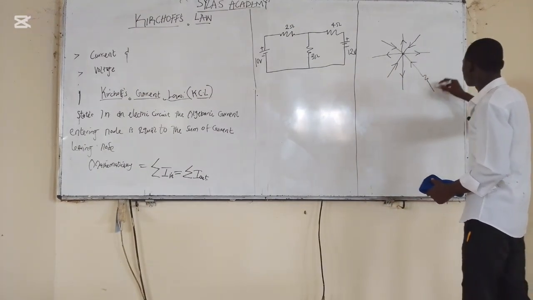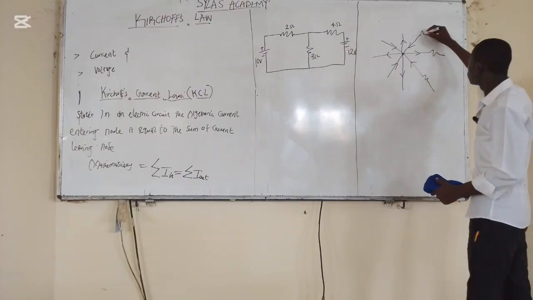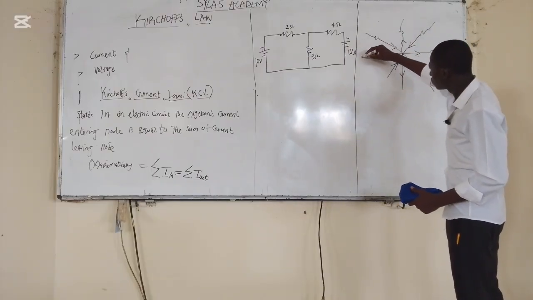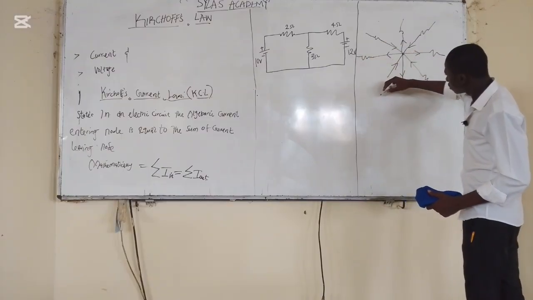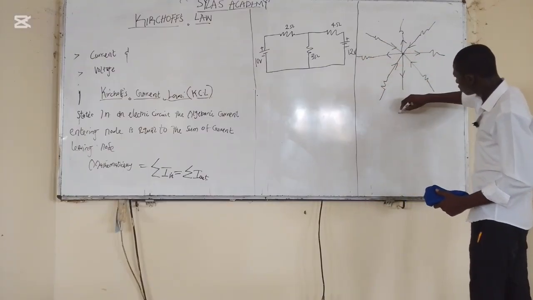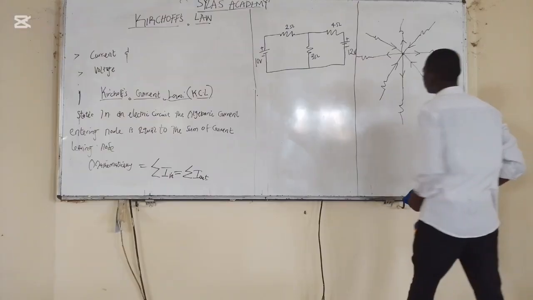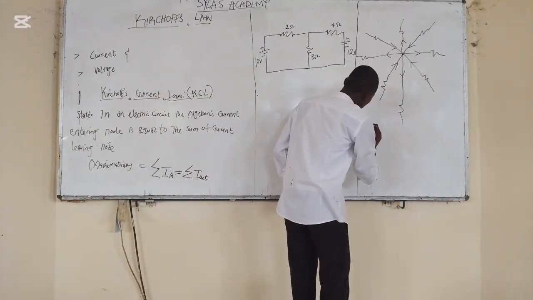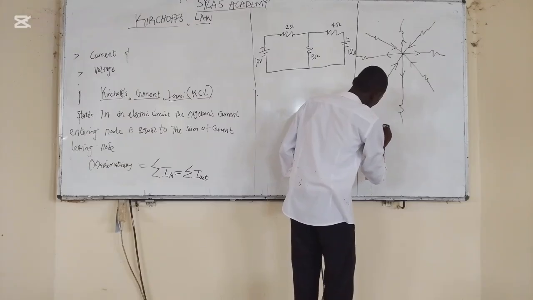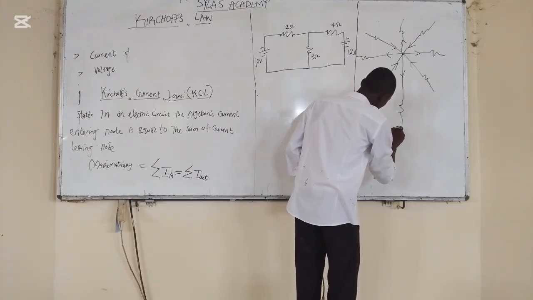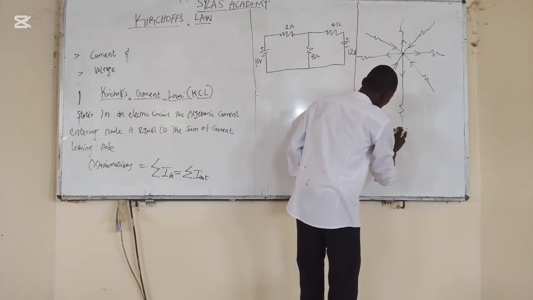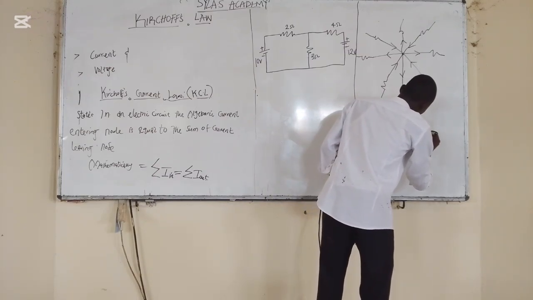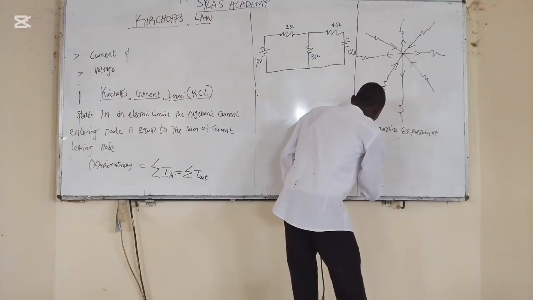Let's do something like this, to show that it's current. This is the diagrammatical expression of Kirchhoff's law.